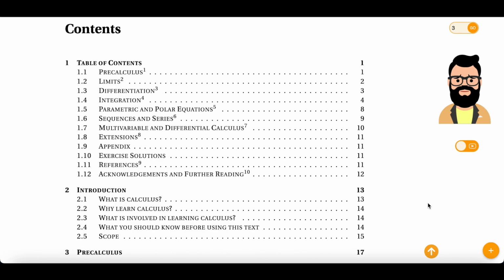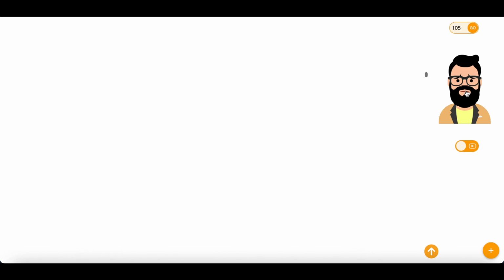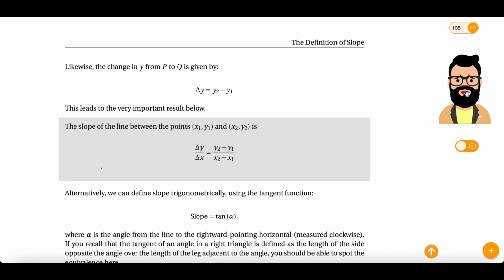Let us ask some questions from differentiation. What is the slope of a line between 2 points? The slope of a line between 2 points is calculated as the change in y values divided by the change in x values. In symbols, it is represented as Δy/Δx. As you can see, while answering, it also takes you to that particular page number.